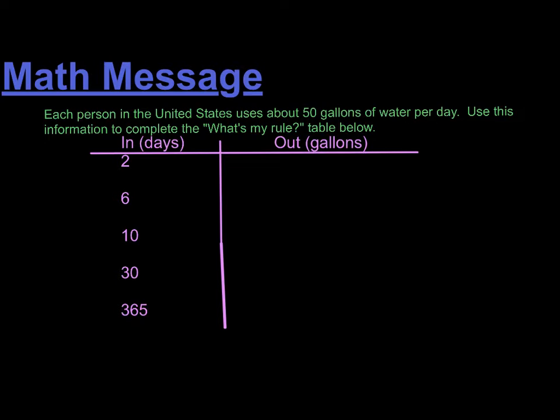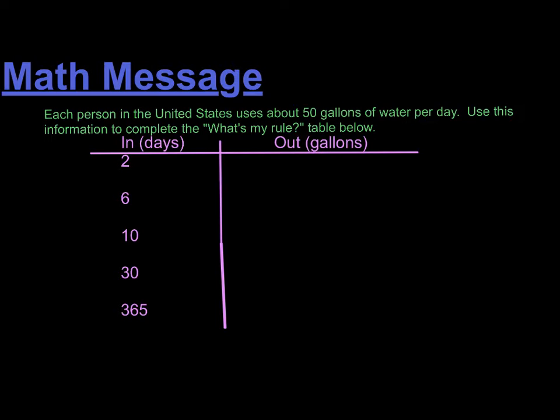So our math message is this. Each person in the United States uses about 50 gallons of water per day. Use this information to complete the What's My Rule table below. So in your math message section of your notes, I just want you to draw the table and see if you can figure out how to fill in those missing numbers.